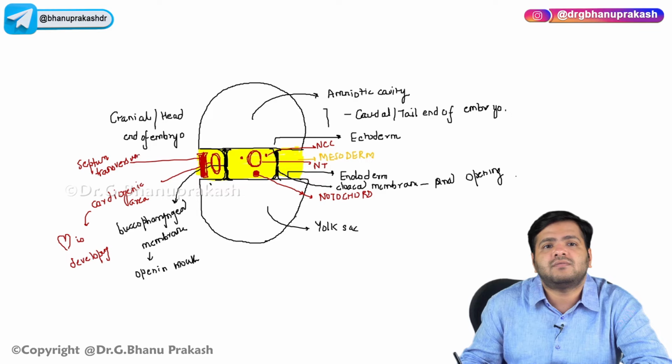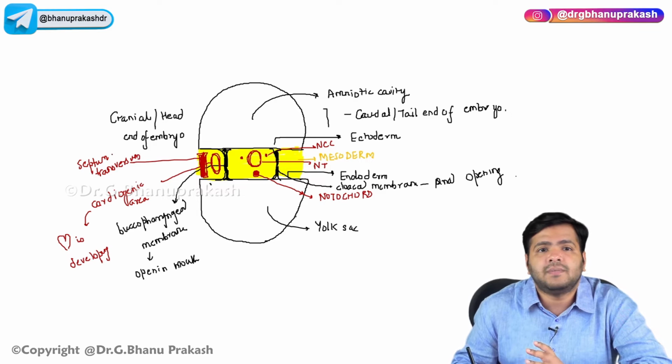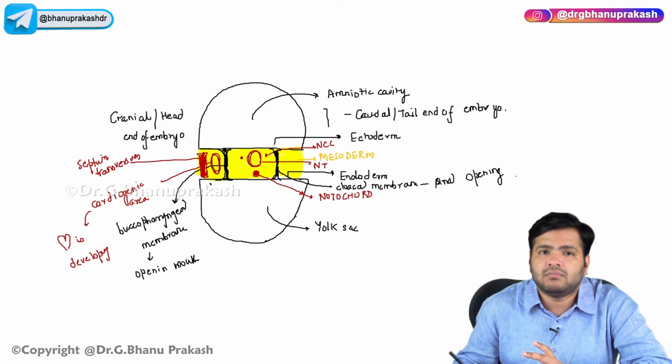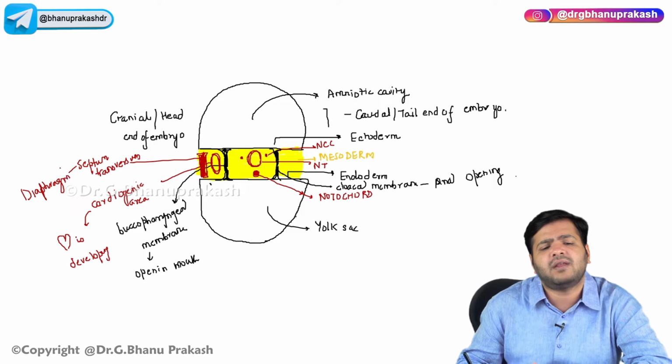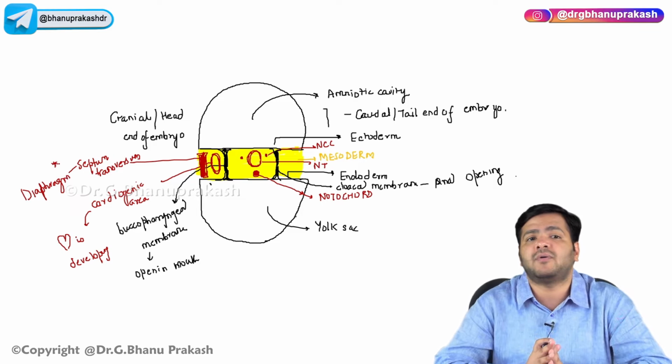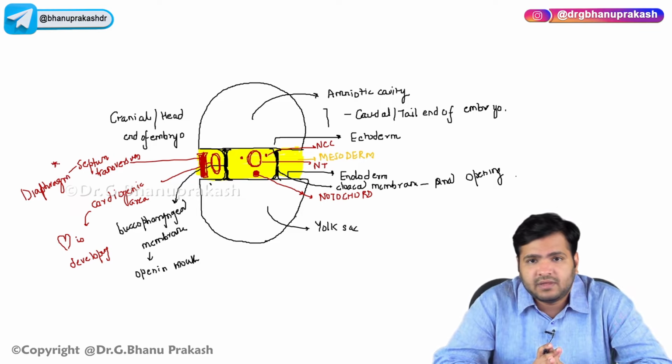Now the septum transversum is the major part of the diaphragm. The major part of the diaphragm develops from the septum transversum, and there are many more structures that will be developed from the septum transversum, right.